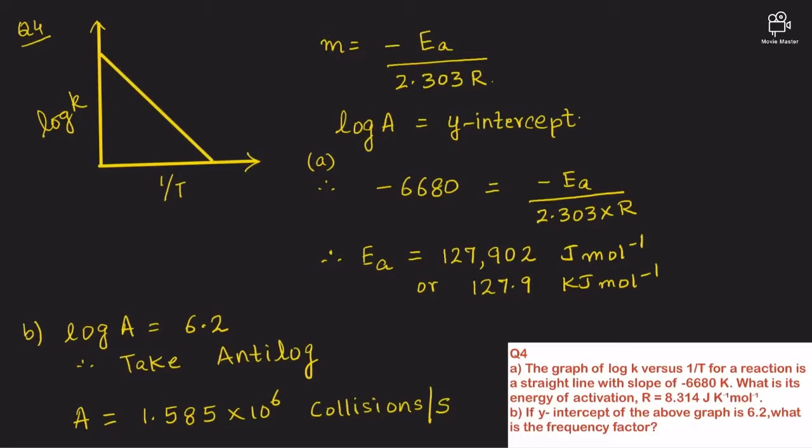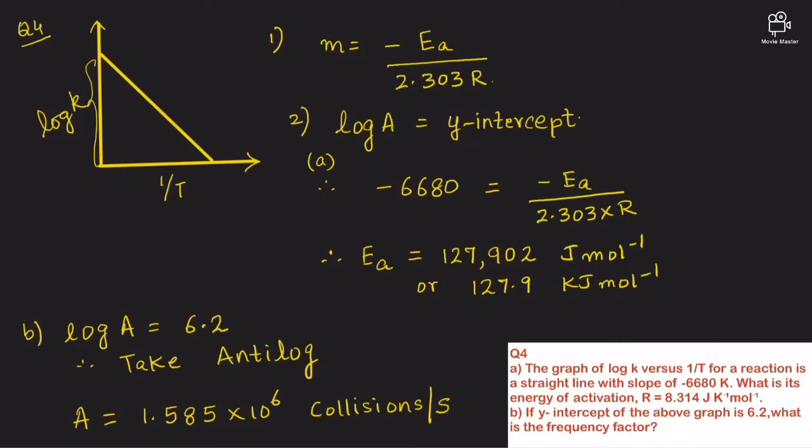Question number 4. As I had already given you a hint, you actually don't need to draw the graph, but you need to remember what the slope indicates when you've drawn a graph of log k against 1 upon T, not natural log. If it was natural log, then we would have done away with this 2.303. Then it would simply have been slope is equal to minus EA by R, right? Remember? So we had deciphered two things from the graph: that slope is equal to minus EA upon 2.303 R, and secondly, log of A is provided by the Y-intercept over here, right?